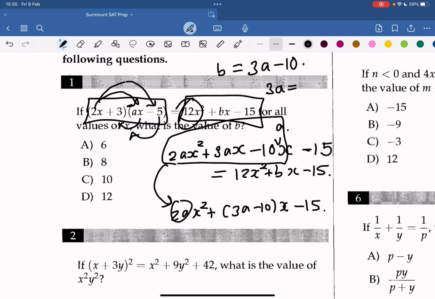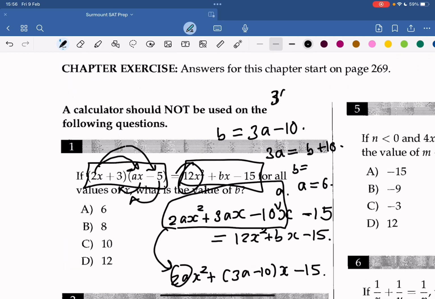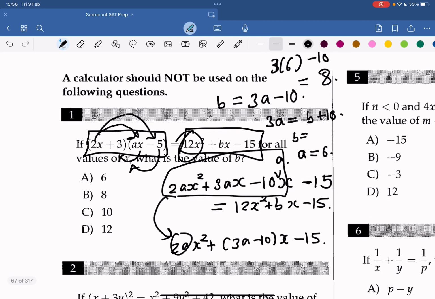Since b is equal to 3a minus 10, a will be equal to 6. And b is equal to 3 times 6 minus 10, which is equal to 8. So the answer should be b equals 8.